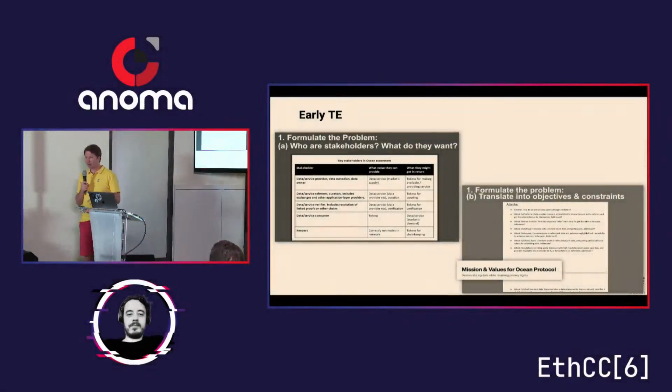So, just to give some examples, in terms of formulating the problem, in crypto land, this was things like, first of all, who are the stakeholders? What do they want? This is a very useful exercise. So in the case of Ocean, we had data service providers, right? And they can add value because they have data and services. And what do they get in return? In this case, tokens, making money, et cetera. And we had other stakeholders: referrers, curators, verifiers, consumers, et cetera. And from that, you can translate that into objectives and constraints, right? Specs, if you will. And so we had page after page after page of specs.